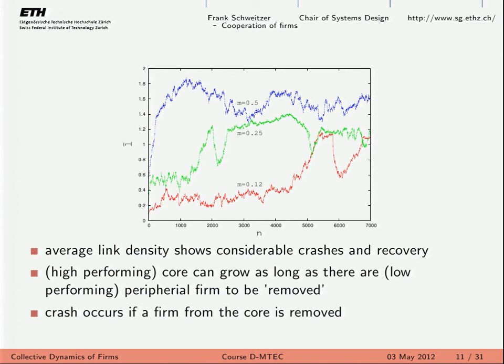What's plotted here, first of all, is the number of modifications of the network, and this is the average density of the links. The average density is divided by the number of total links, which scales with N, right? That's correct.